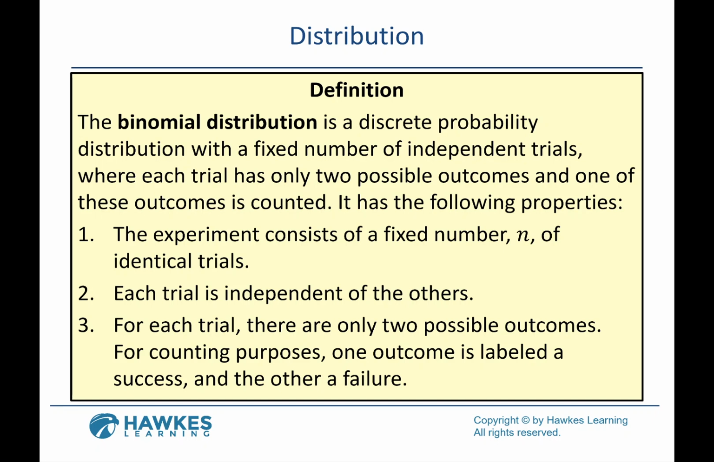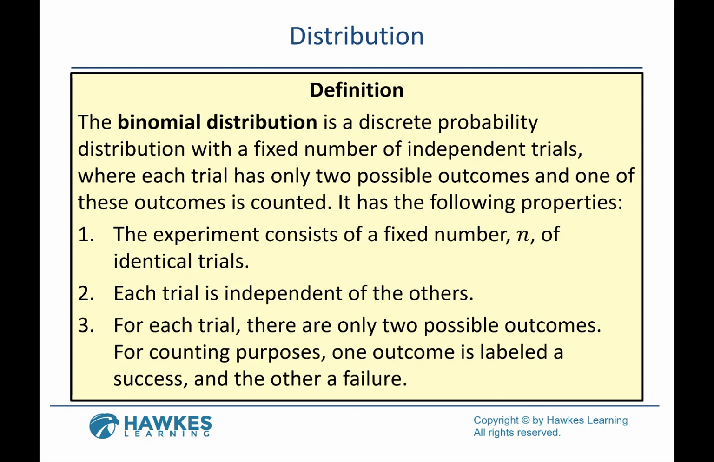Something that would be dependent, not what we want, is drawing cards out of a deck. If you draw a card and don't put it back, then the next time you draw a card, it's changed the numbers. You don't have as many cards in the deck, so it would have an influence on the probability the next time. We don't want that. We want independent events.